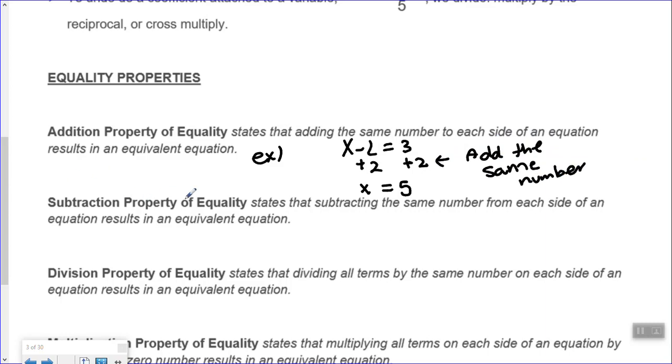And then subtraction property of equality states that subtracting the same number from each side of an equation results in an equivalent equation. For example, if we have x plus 2 equals 1, you subtract 2 on the left side, subtract 2 on the right side, then x equals -1, subtract the same number.